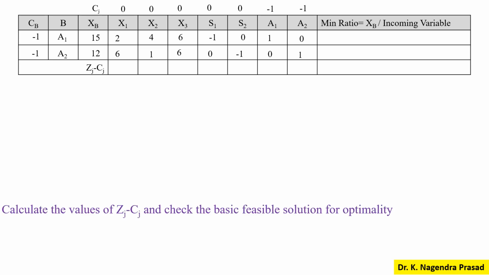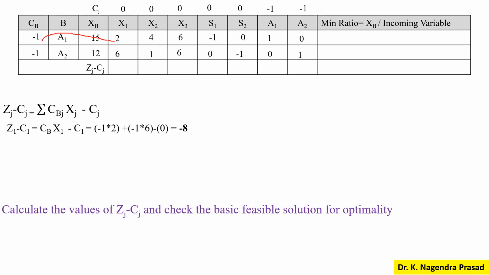Next, to calculate the Zj minus Cj values and check the basic feasible solution for optimality. Here Zj is the summation of multiplication of Cb and coefficients of the variables. So first to calculate the Zj minus Cj for the first variable, that is the x1. So Z1 minus C1 for the x1 variable equal to the -1 into the 2 plus -1 into 6 minus 0. So it is equal to the -8.